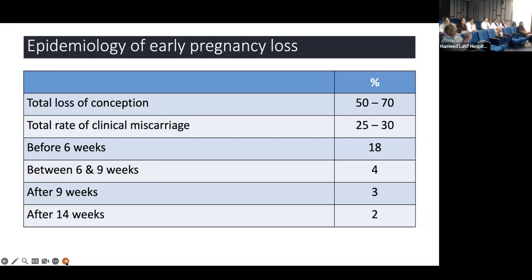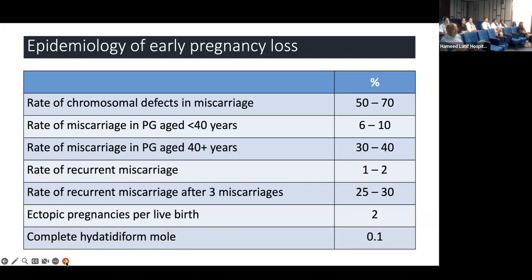Clinical pregnancy is that in which the pregnancy sac is identified on ultrasound, and the rate of those pregnancies aborting is 25 to 30%. The majority of them, of course, take place before 6 weeks, but between 6 and 9 weeks the rate is also reasonably high, about 4%. After 9 weeks, 3%, and after 14 weeks is 2%. Chromosomal defects are identified in 50 to 70%.